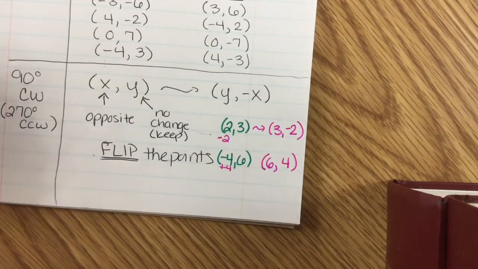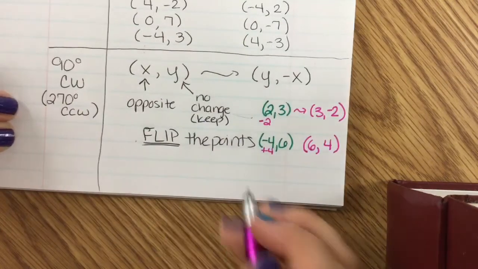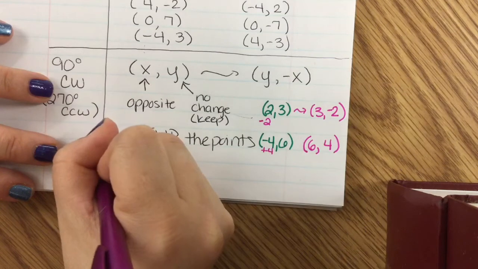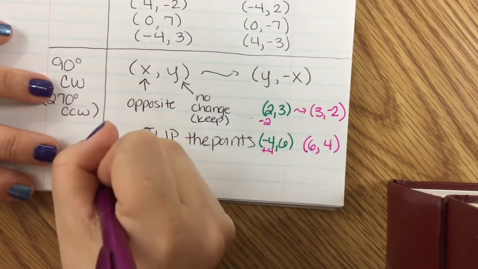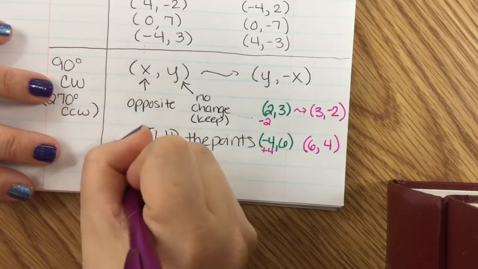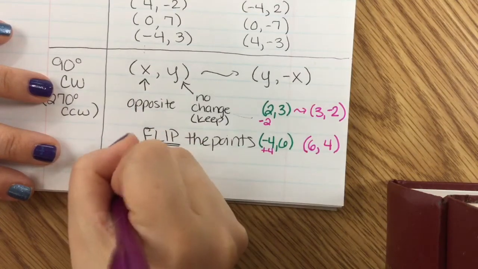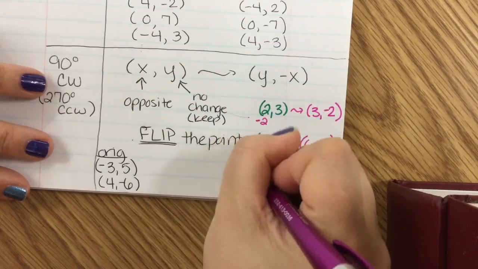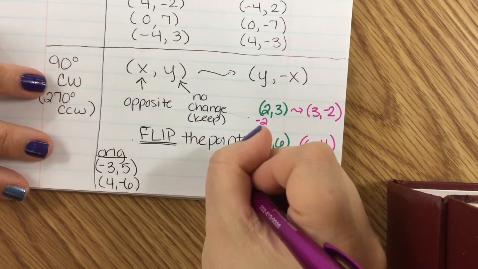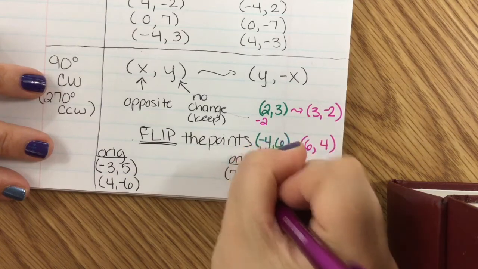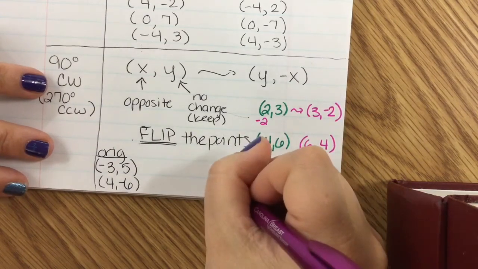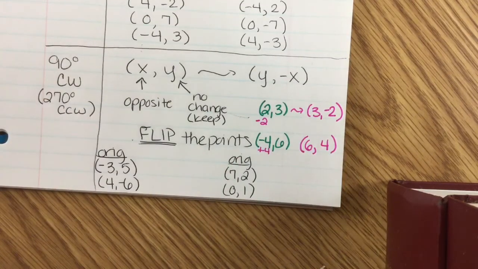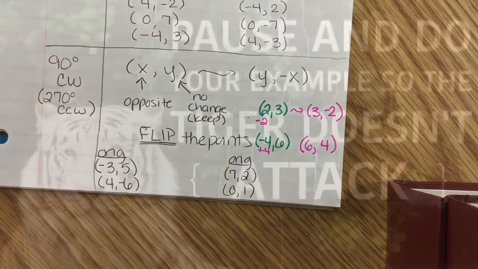All right, so I'm just going to give you a couple to do right down here. The original will be here. I'm going to do (-3, 5), (4, -6), (7, 2), and (0, 1). Go ahead and do those and pause it, and then come back and check your answers.